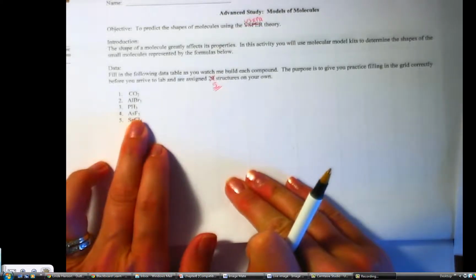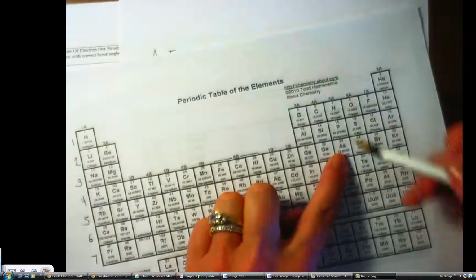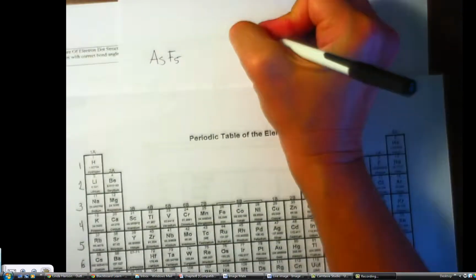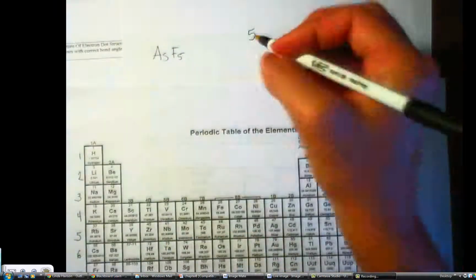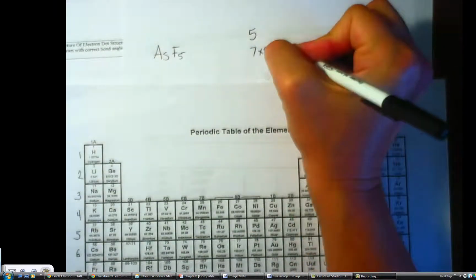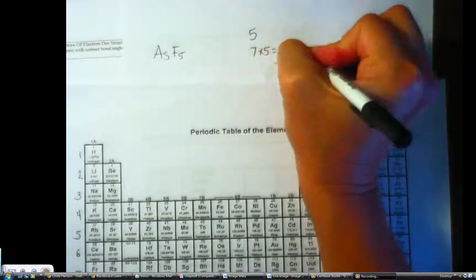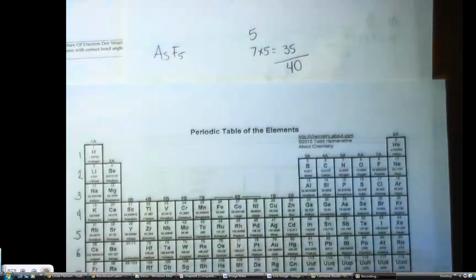Let's consider number 4, which is arsenic pentafluoride, AsF5. We'll go to scrap paper first. Let's tally up how many electrons we get in AsF5. Arsenic, which is As, lives in group 5, so it will be donating 5 electrons to the molecule. And fluorine lives in group 7, and there's 5 of them. So here we have 35 electrons, for a total of 40 electrons by the time we're done creating our molecule.